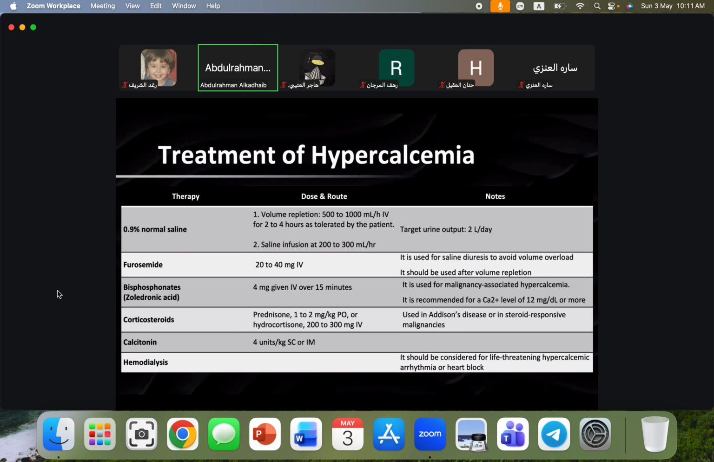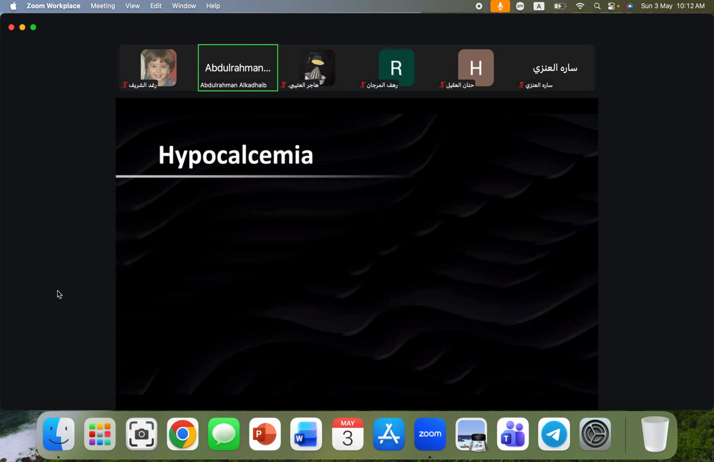and as a result treat hypercalcemia. The last treatment line for hypercalcemia may include hemodialysis, and we rarely use it. We usually only use it in cases of cardiac arrhythmias due to hypercalcemia or severe heart blocks. Otherwise, we don't usually go for dialysis if there are no severe cardiovascular manifestations of hypercalcemia. Okay. Any question about hypercalcemia before we move on to the last electrolyte disorder?